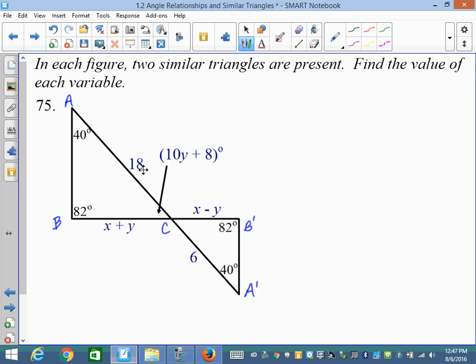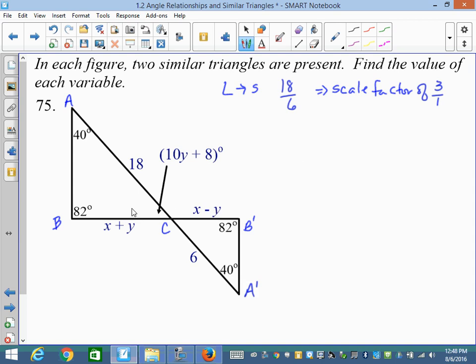Okay, we have this is 18, this is 6. Oh, look, we have a larger triangle to a smaller triangle. So if we go larger to smaller, we have an 18 to 6 scale factor, or a scale factor of 3 to 1 again. Okay, so now we can do this one. We know what our scale factor is, we just have to get everything else going.